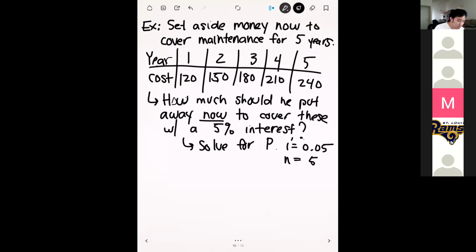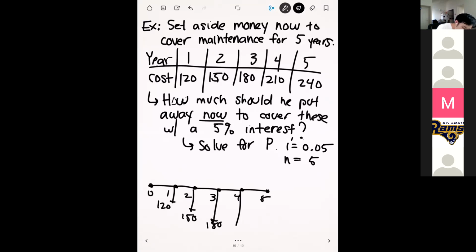And so let's look at our costs, right? Our cost, we can draw the cash flow diagram for it. So our costs are going to start at 120 in year 1, and it's going to increase every year after that. So it's going to start at 120 and then be 150, then 180, then 210, and then 240.